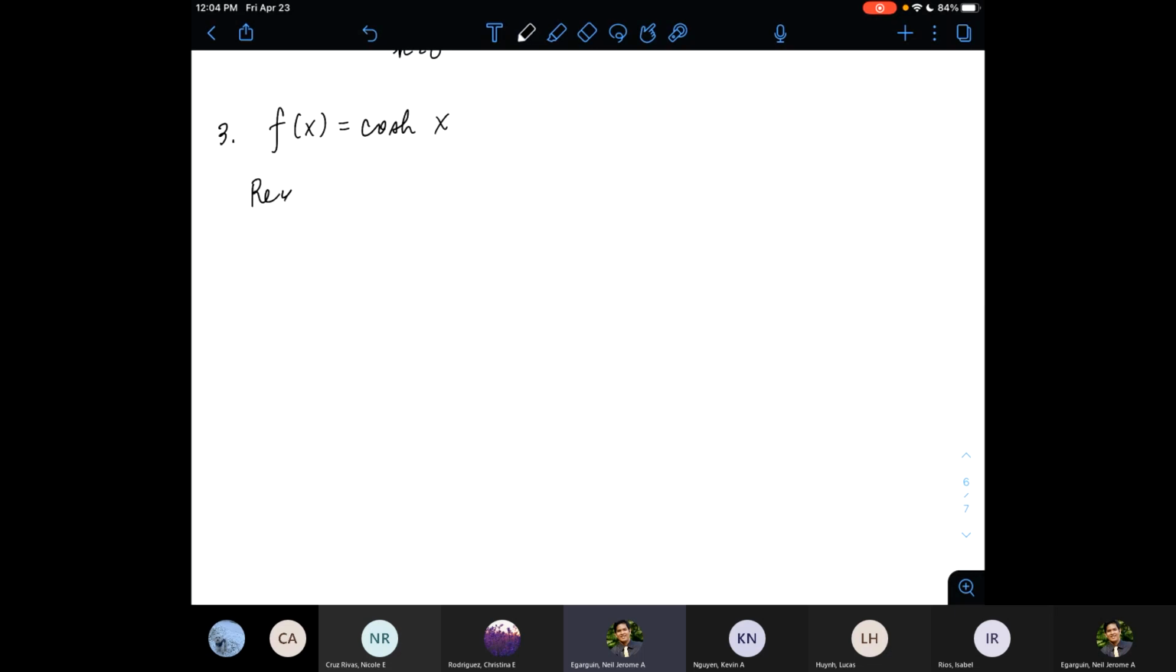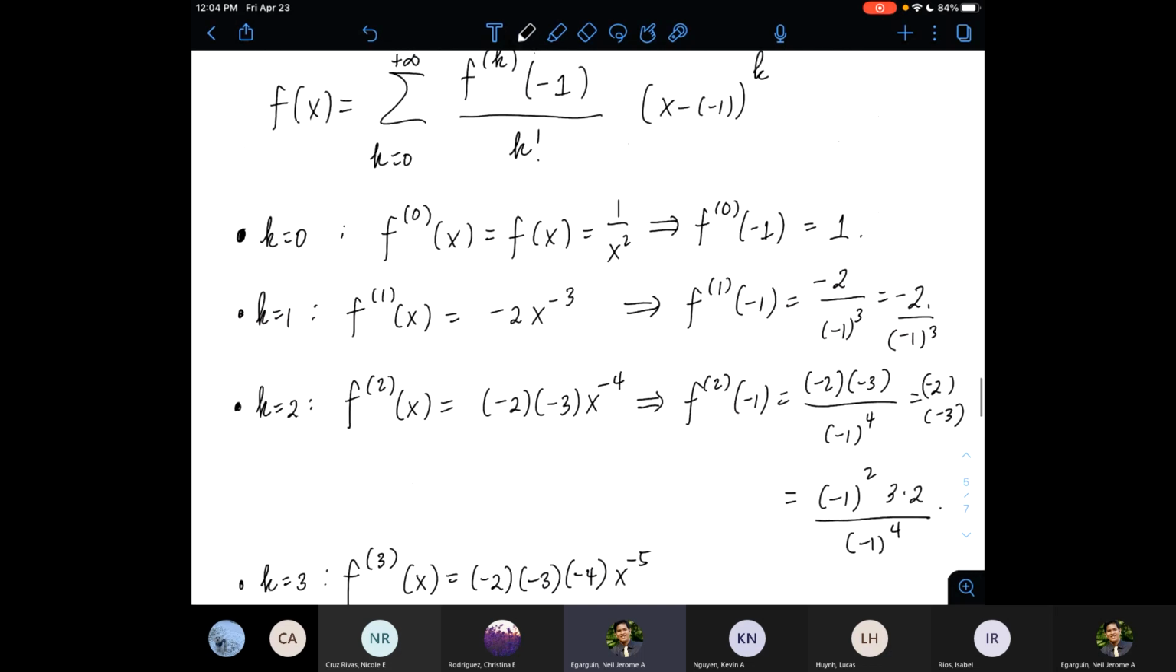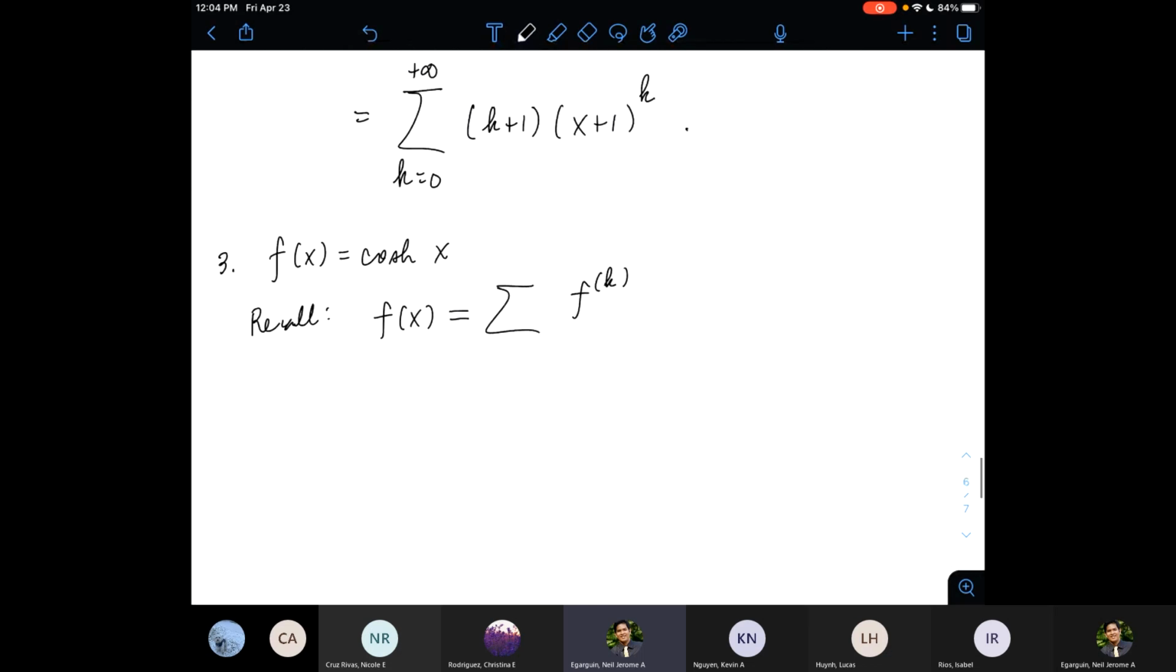Now again, recall that the function f can be expanded as a series of its k-th derivatives evaluated around x equals 0, because hyperbolic cosines and sines are easy to evaluate at x equals 0. So your formula will look like this, x to the power k, k going from 0 until positive infinity.